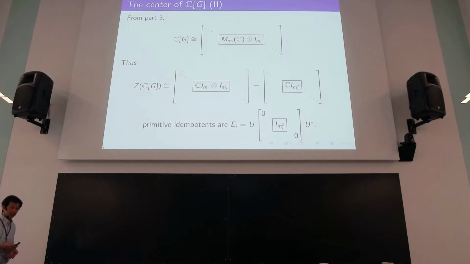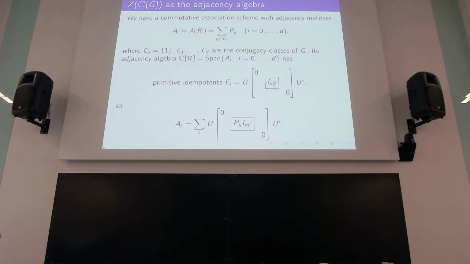So we should be able to express the adjacency matrices in terms of primitive idempotents, and conversely, primitive idempotents in terms of adjacency matrices. Okay, so that's what we do at the end of this slide.